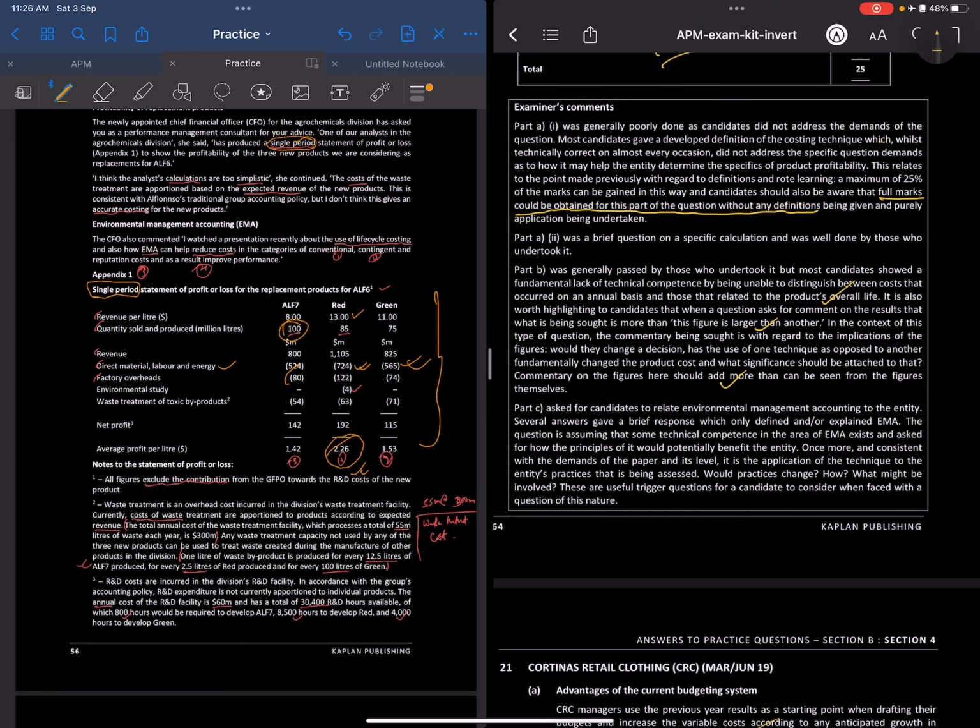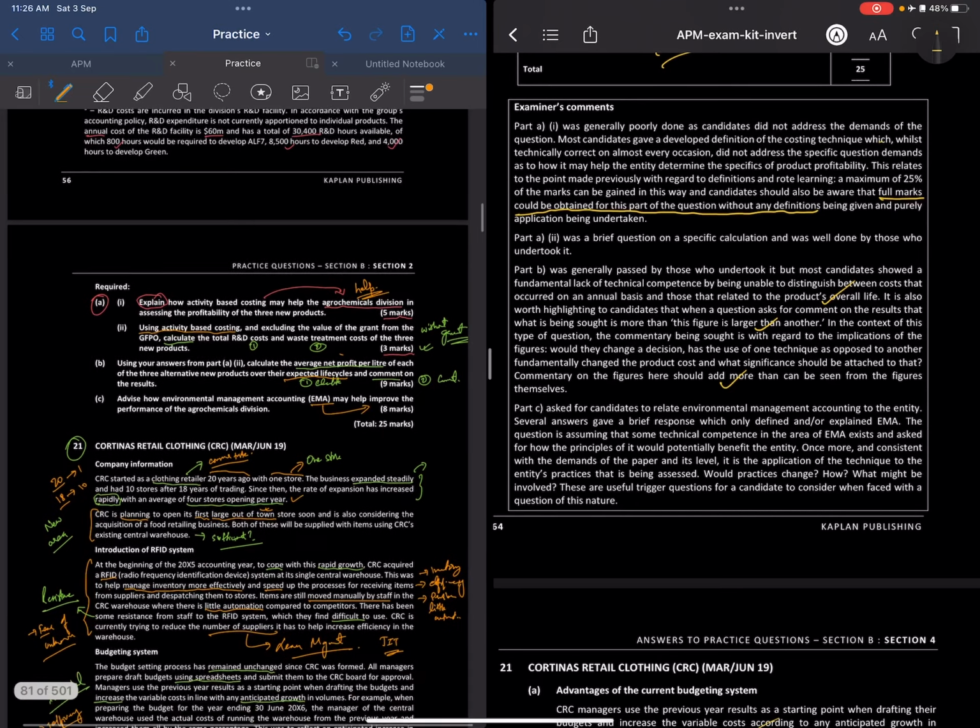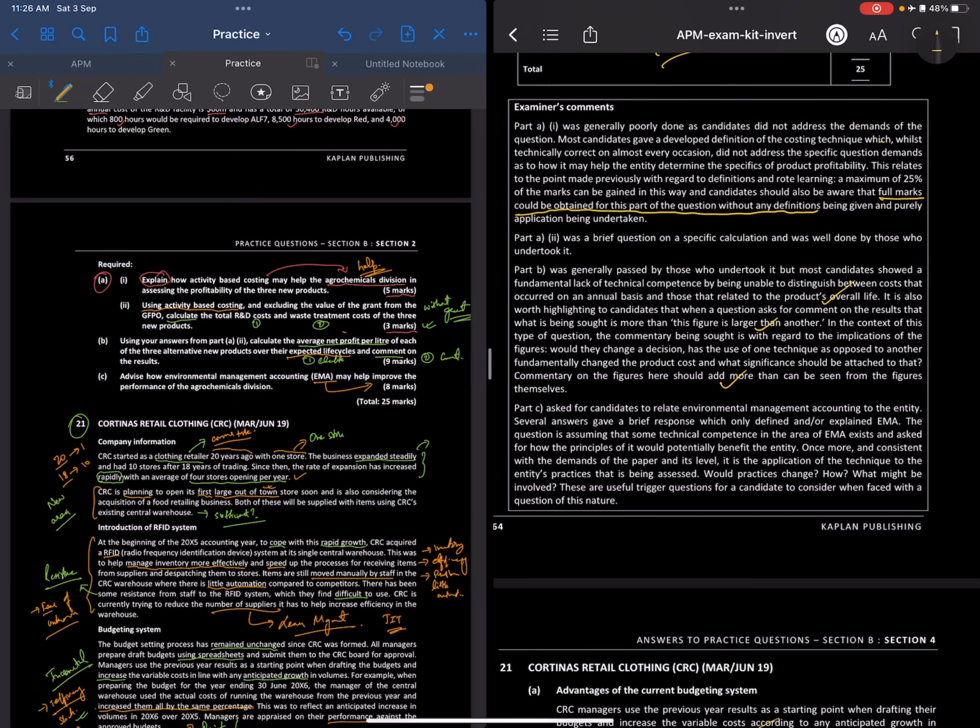Very good point. Part C, environmental. I'm pretty sure several candidates only gave a brief response, right? Which only defined or explained EMA. The question is assuming that some technical competence in the area of EMA exists and asked how the principle of it would potentially benefit the entity. Once more, and consistent with the demands of the paper at its level, its application of the technique to the entity's practice is being assessed. What practices change? How? What might be involved? Right? These are trigger questions for candidates to consider when faced with a question of this nature.